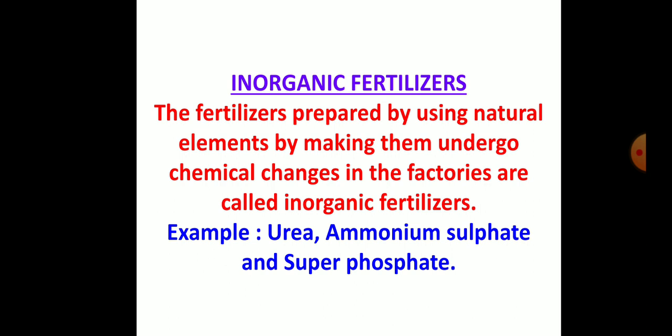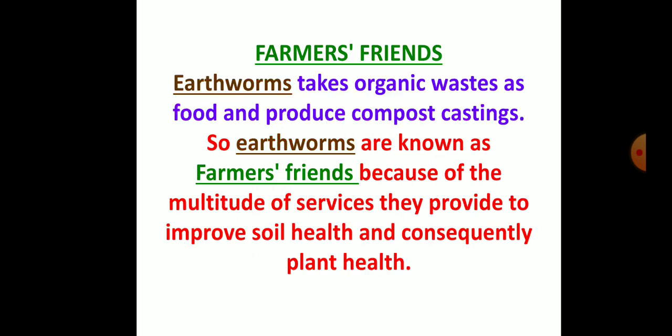Inorganic fertilizers. The fertilizers prepared by using natural elements by making them undergo chemical changes in the factories are called inorganic fertilizers. Example: urea, ammonium sulfate and superphosphate.